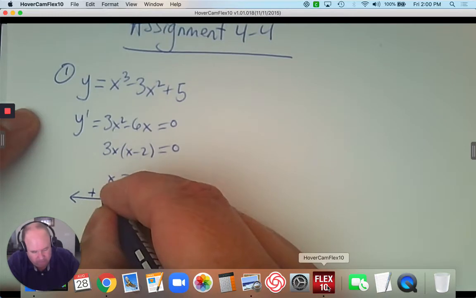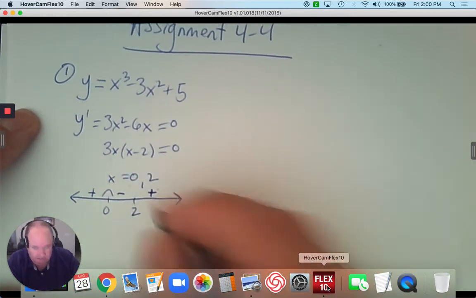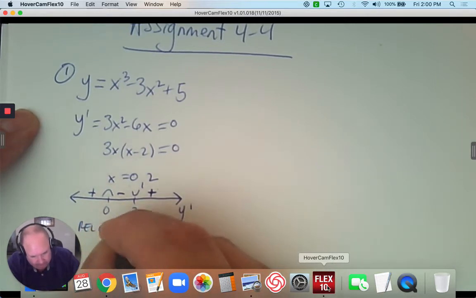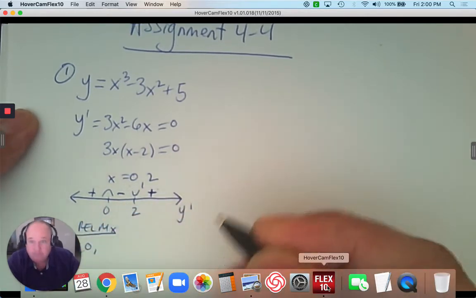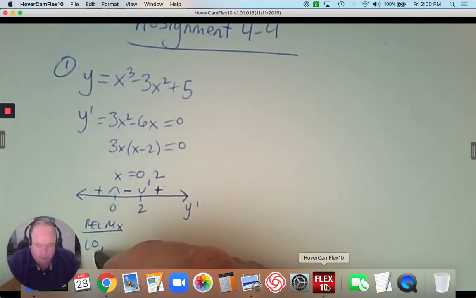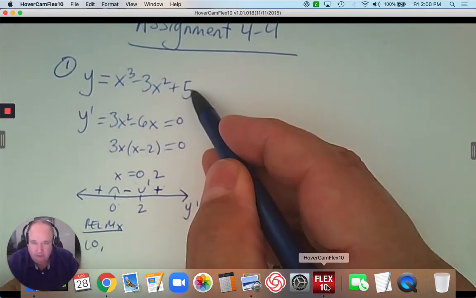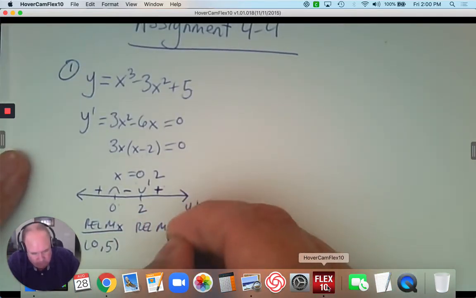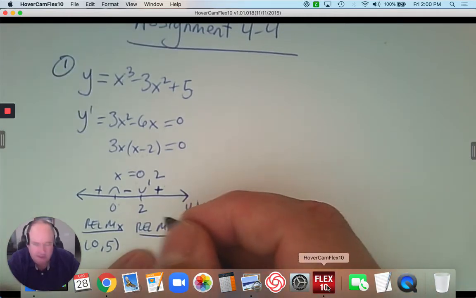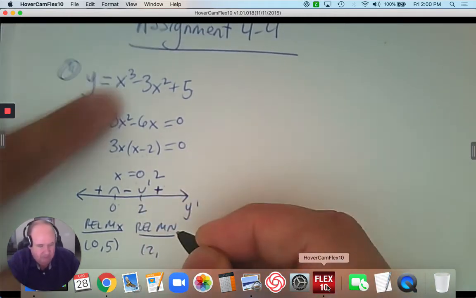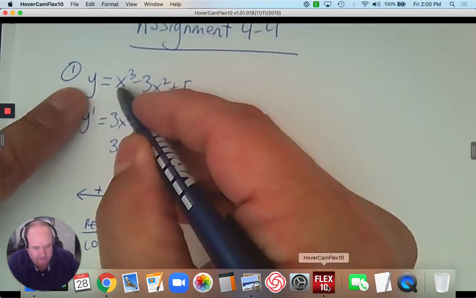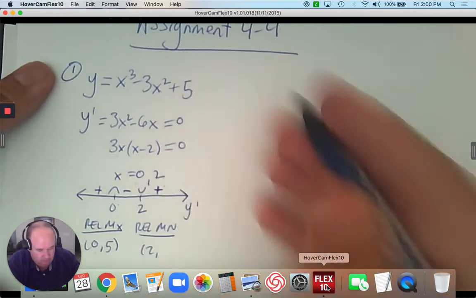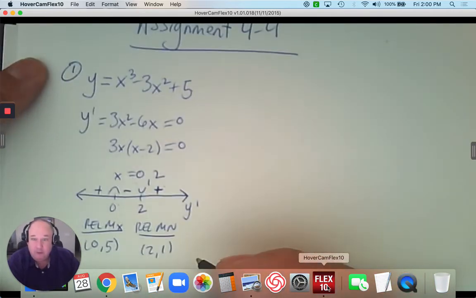So what did I learn? At 0 is a local maximum. At 2 is a local minimum. So let's find those right now. The x-coordinate of the maximum is 0. Go back to the function itself, plug in 0. So (0, 5) is a maximum. There's a relative minimum at 2. If I plug 2 into here, I'll do it in my head, that's 8, minus 12, negative 4, plus 5. So at 2, 1 is a relative minimum.